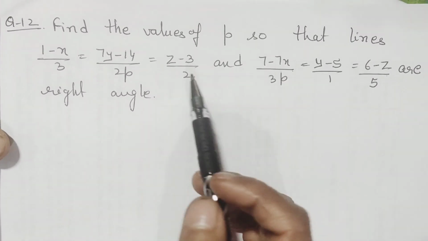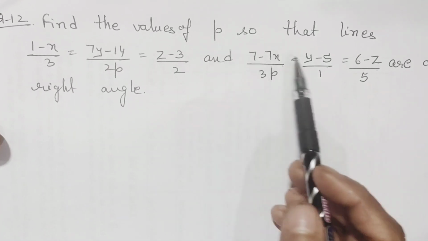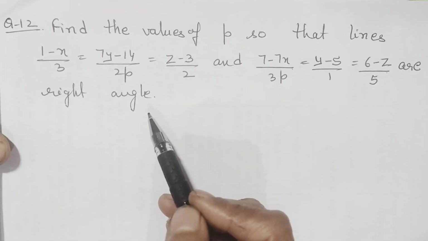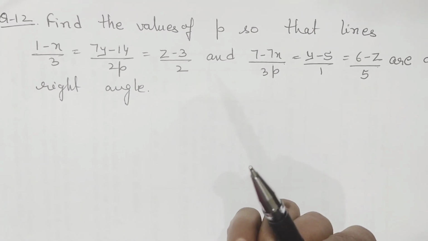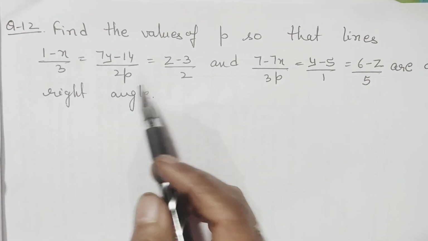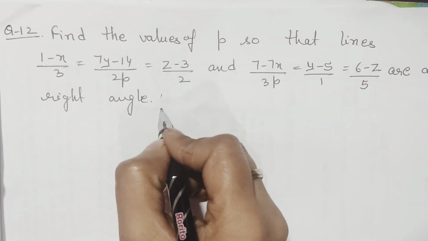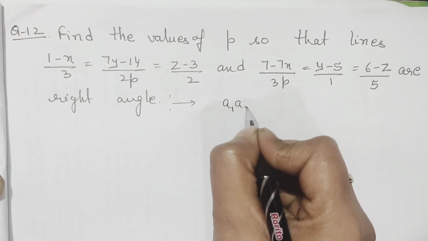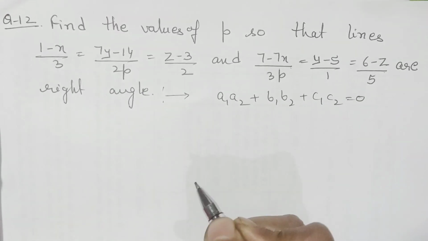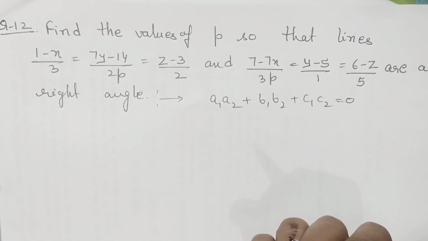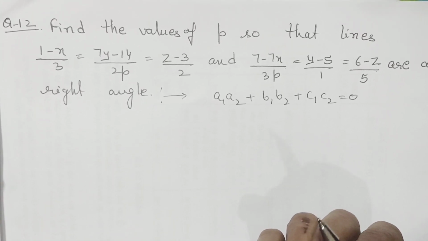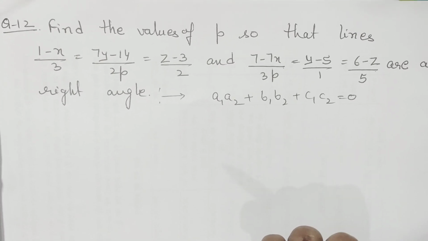Here the question is: find the values of P so that this first line and this second line are at right angles. That means they are perpendicular to each other, making an angle of 90 degrees. As I told you earlier, when two lines are perpendicular, a1a2 plus b1b2 plus c1c2 must be equal to 0. There is one more relationship: the angle becomes 90 degrees, that is cos theta equals 0, then the two lines are at right angles to each other.